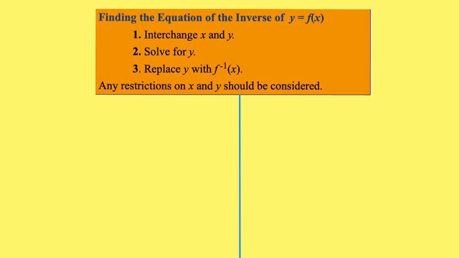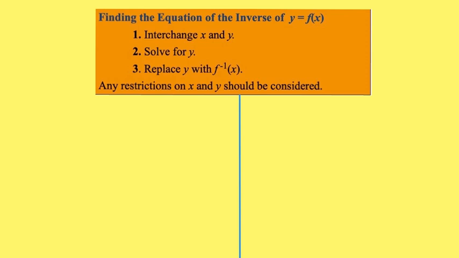1. We interchange x and y. In other words, we change x with y. 2. We rearrange our equation to solve for y. 3. We replace y with f to the -1 of x, which is our notation for an inverse function. We also must consider any restrictions on x and y.